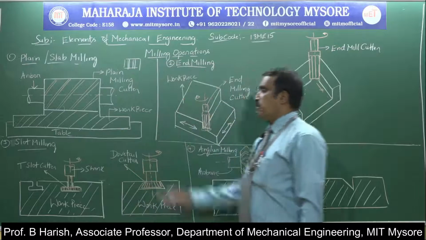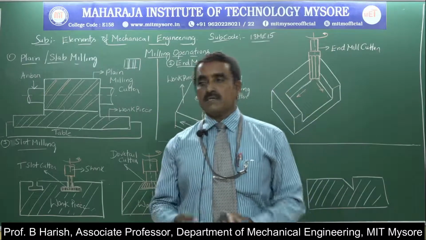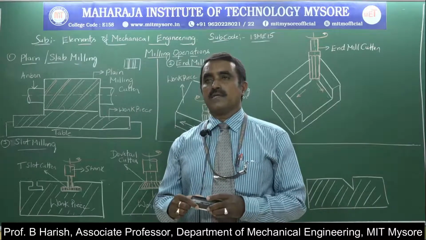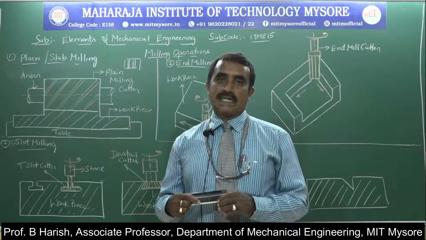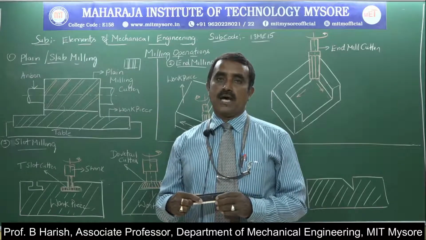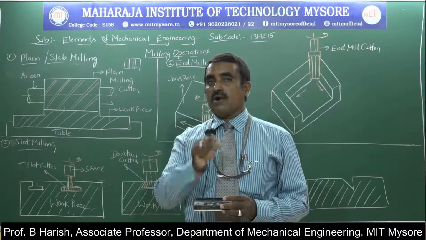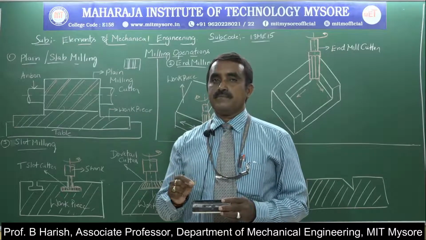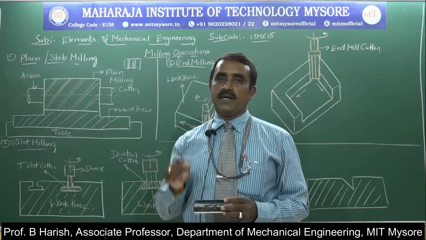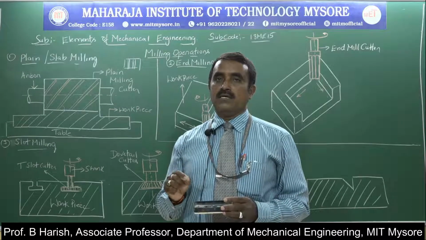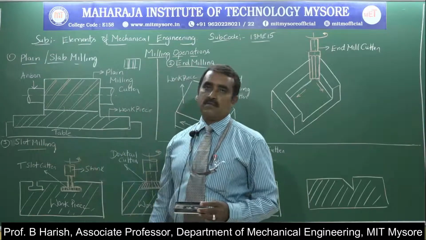Then we come to one more operation, called slot milling. We had discussed in the previous session that the table will have slots, which we call T slots. The table has slots on which the workpiece is fixed. Cutting the slots on the table in a T shape, in the shape of the alphabet T, is why it is called a T slot. That particular operation is called the slot milling operation.